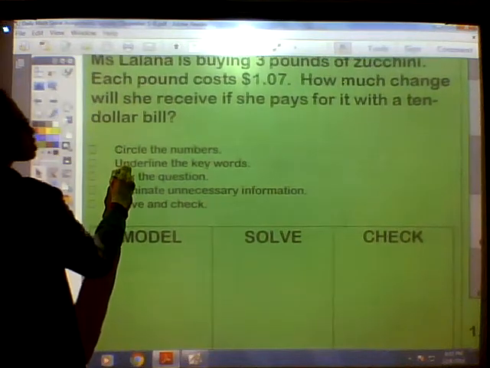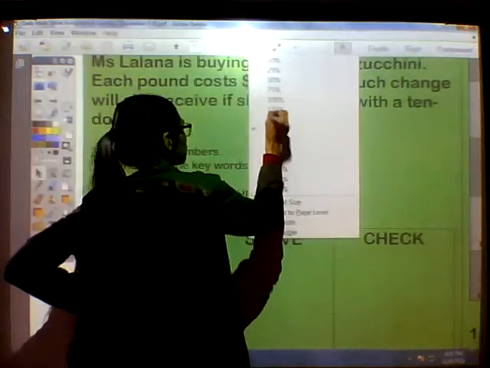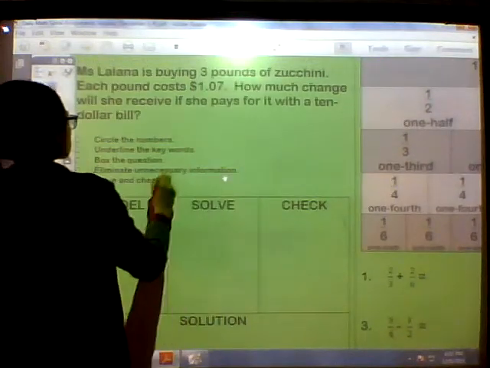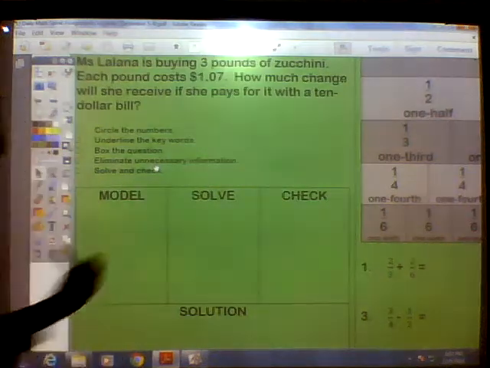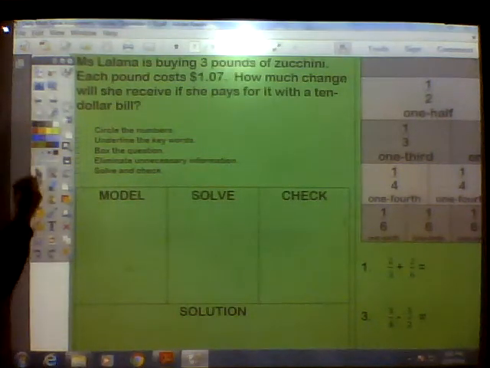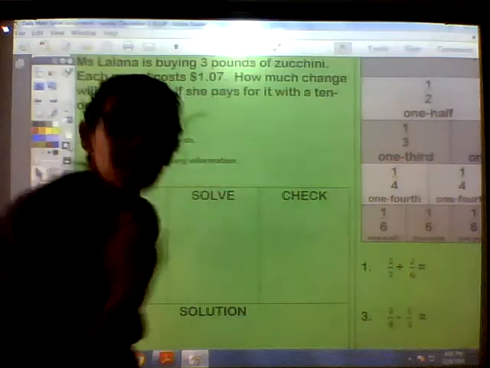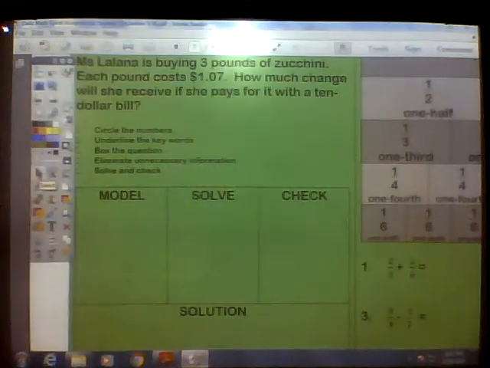All right, maybe I need to make this smaller so everything can fit. All right, right there. It says Miss Alana, that's me. Miss Alana is buying 3 pounds of zucchini.